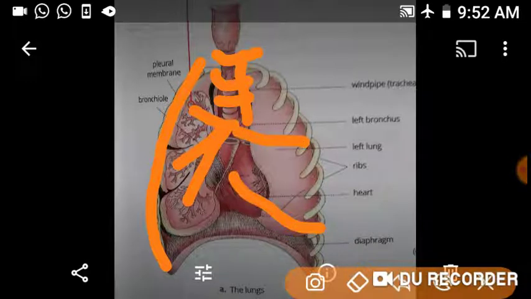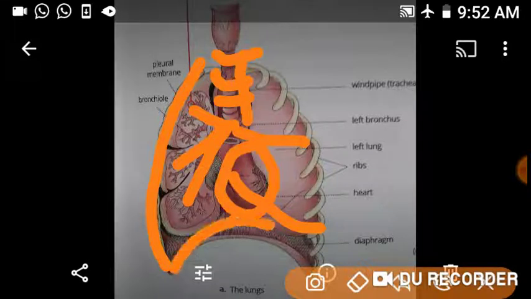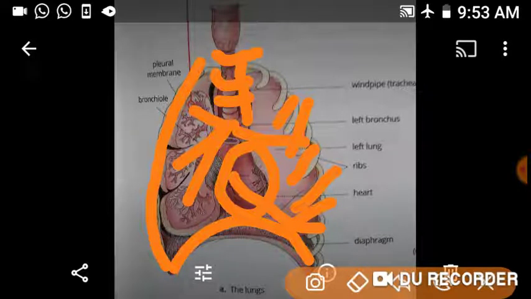In between the lungs, you can see heart is there. And there is a diaphragm. Diaphragm is, these are muscles. Sheet of muscles, you can say. And these are ribs, rib cage. They form a rib cage, and they protect the lungs. Not only lungs, they protect lungs as well as heart. This is all about human respiratory system.